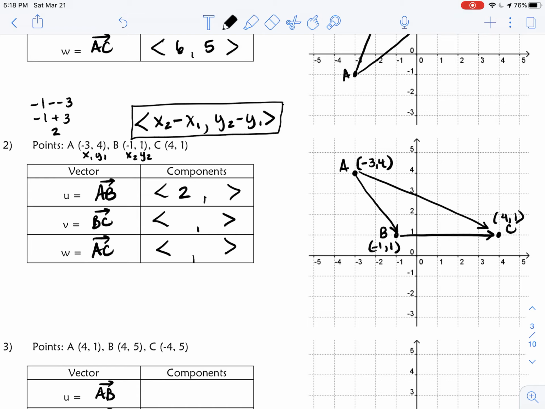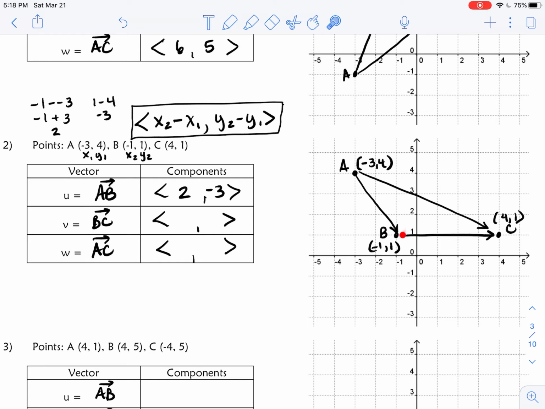Okay, let's do the same thing with the y's. I'm going to take my second y. This time I have 1 minus my first y, which is 4. And so 1 minus 4, and that is -3. So my vertical component says move down 3. Okay, let's just verify that. From A to B, I'm going 2 to the right, a +2, and 3 down.